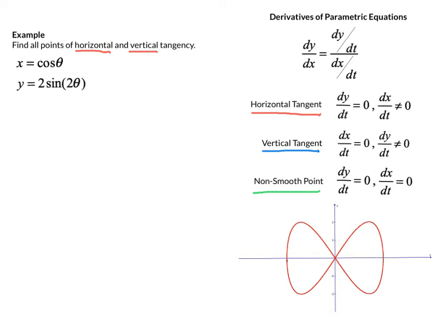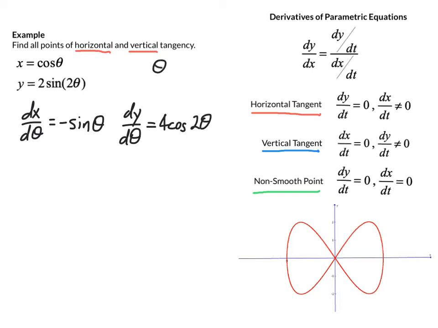So first thing we need to do here is to run our derivatives with respect to theta. So dx d theta is negative sine of theta, and then dy d theta, little chain rule here, but it turns out to be 2 cosine 2 theta times 2, so 4 times the cosine of 2 theta. And again, it's worth remembering that here theta is between 0 and 2 pi.